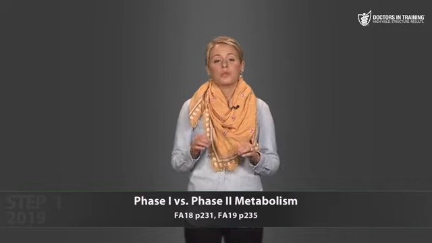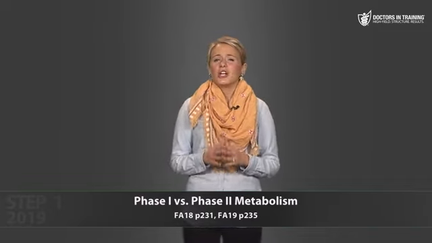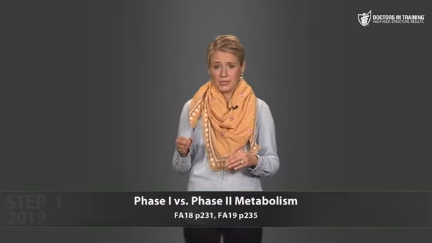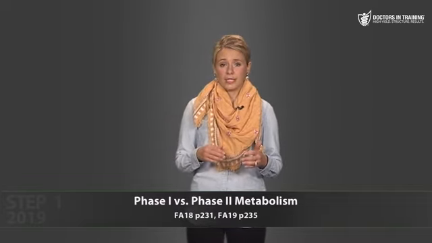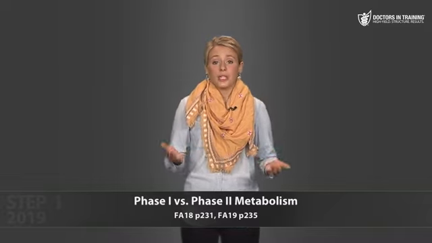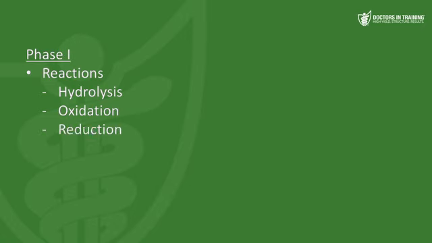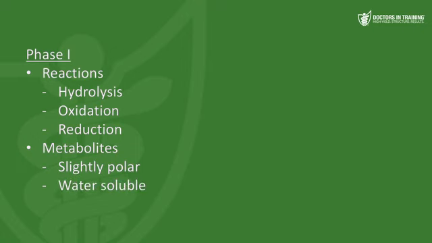There are two basic types of drug metabolism reactions, which we call phase 1 reactions and phase 2 reactions. Now, you don't have to go through both phase 1 and phase 2, and you don't have to go through them in order either. You can do a phase 2 reaction first, or some drugs only go through phase 1 or only go through phase 2. Phase 1 reactions are hydrolysis, oxidation, and reduction. These kinds of reactions result in slightly polar, water-soluble metabolites, which are often still active.